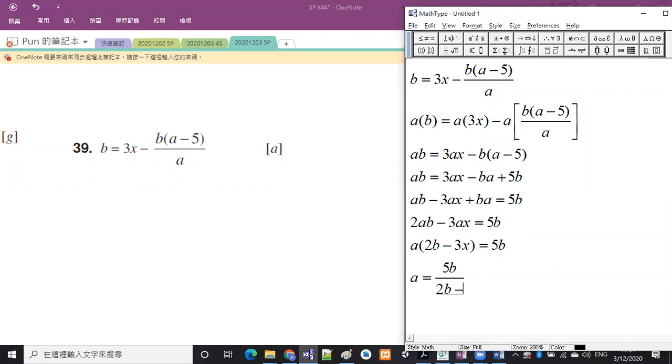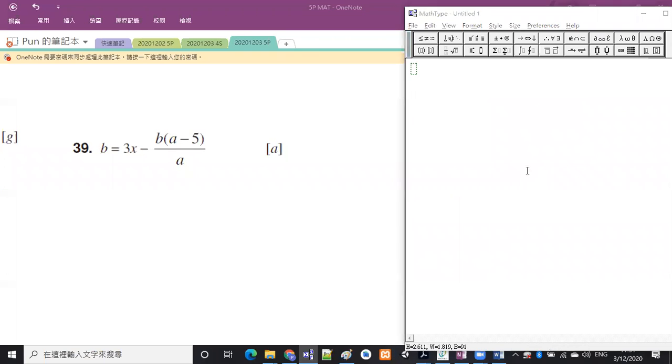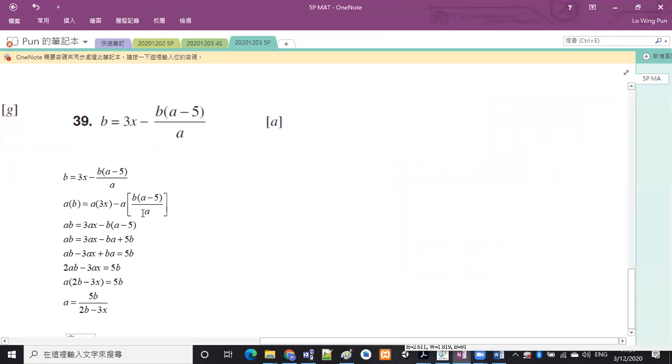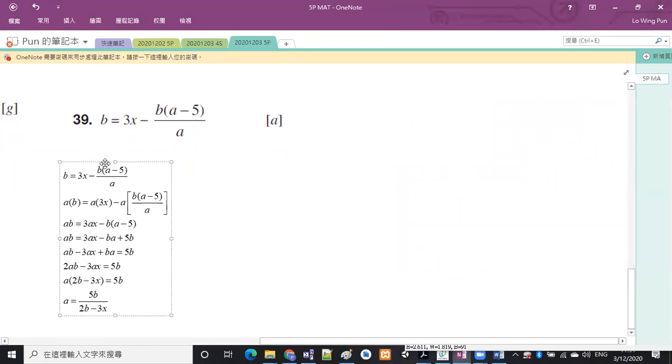It becomes 2b minus 3x. Okay, a is alone on one side, and on the other side there is no more a. So a is the subject now, and that will be the answer. Is that okay?